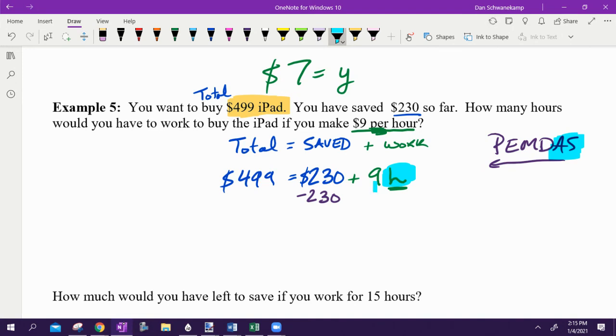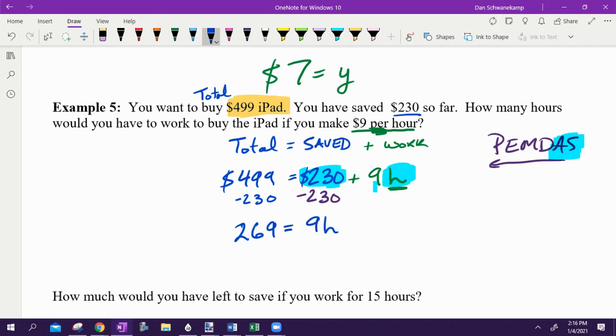This is what I'm trying to get by itself. So the first thing I did is I got rid of this 230. I got all the numbers on the same side. So I subtracted 230. 499 minus 230 gets me 269. I need $269 more dollars. That's what I've got to make working.